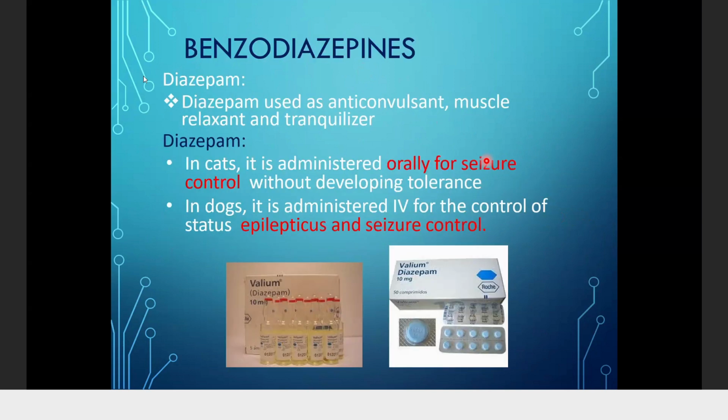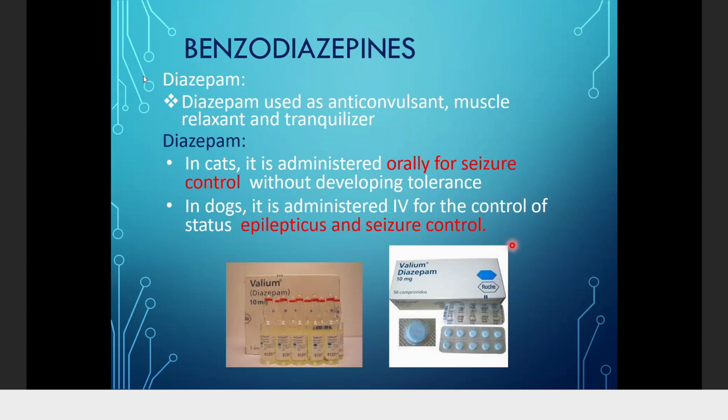The next group, benzodiazepines. You must know this group of drugs. Diazepam is used as an anticonvulsant. They're also a muscle relaxant and tranquilizer. In cats, it is administered orally for seizure control without developing tolerance. In dogs, it is administered intravenously for the control of status epilepticus and also seizure control.